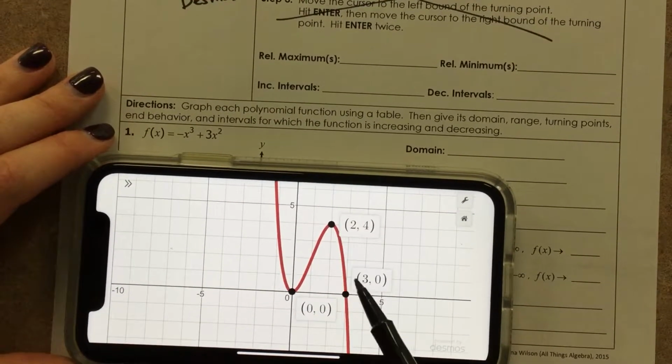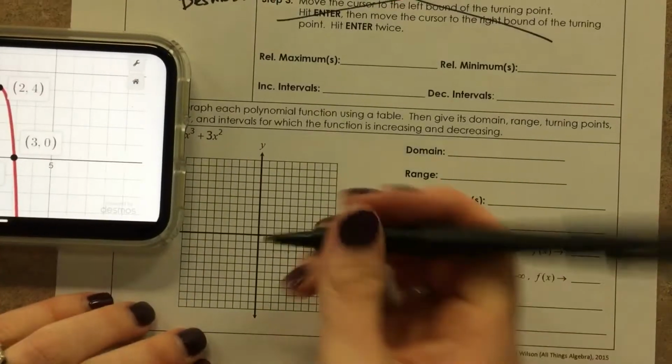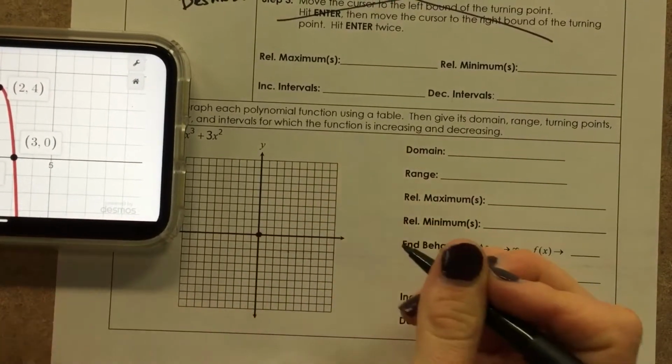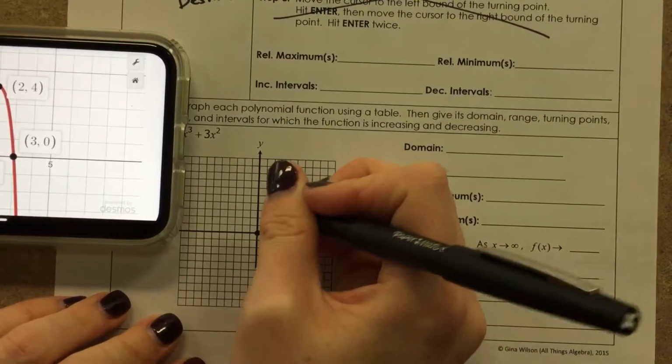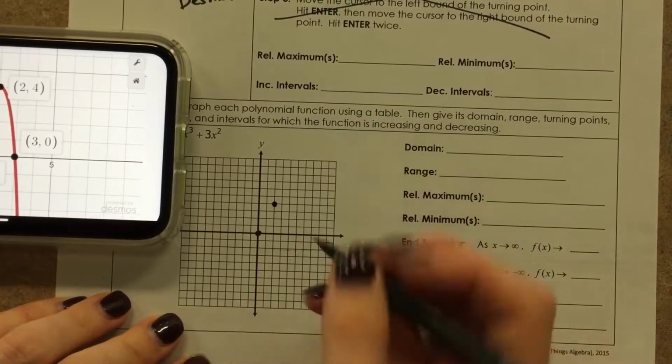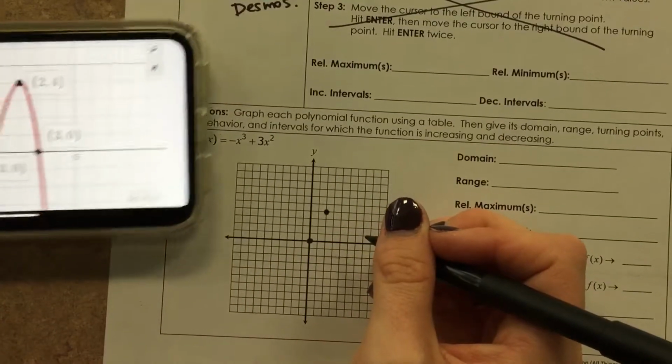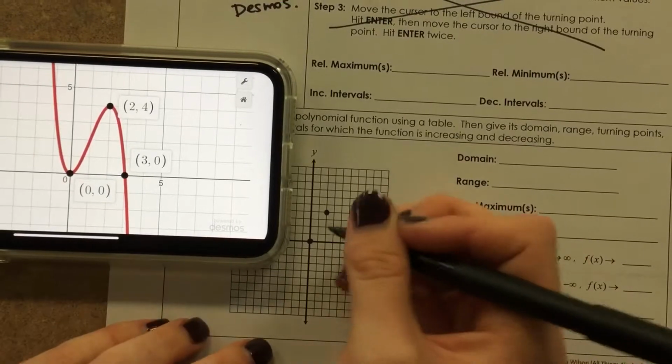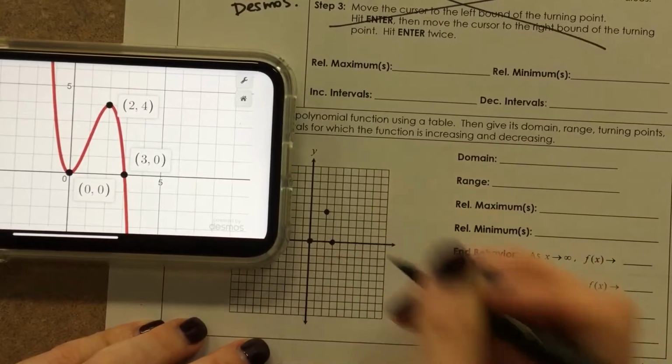So I'm going to plot these 3 points. So 0, 0 is right at the origin here, and then we had 2, 4, which is right here, and then we also had the point, if you can see it right here, 3, 0. So 3, 0 is right here on the x-axis.